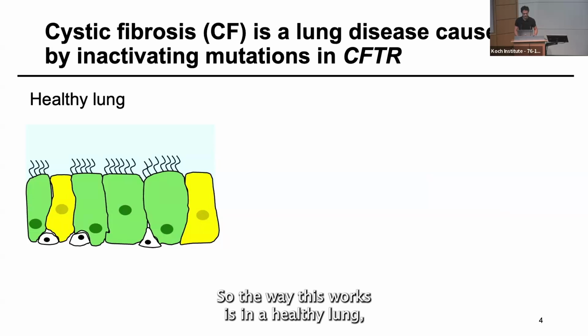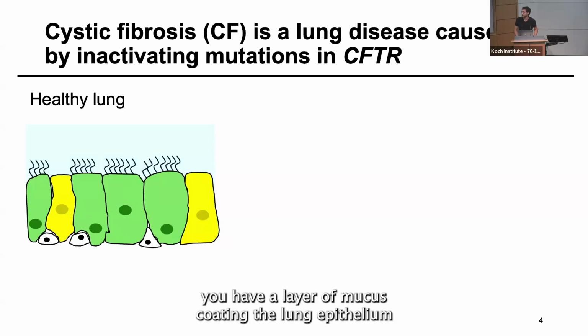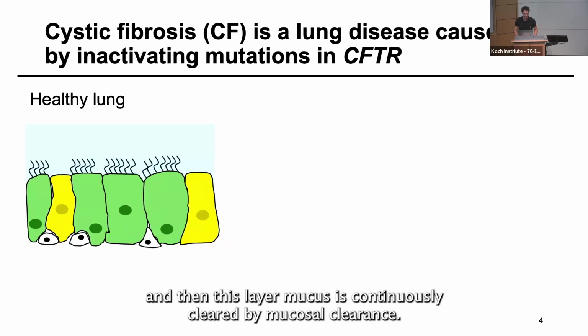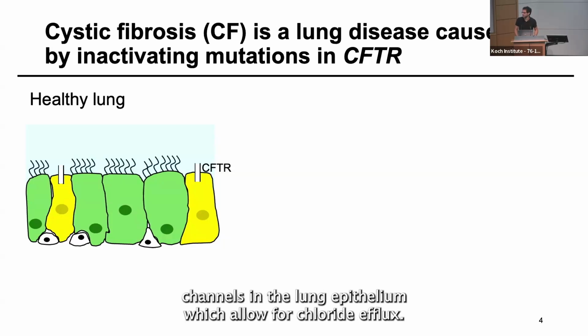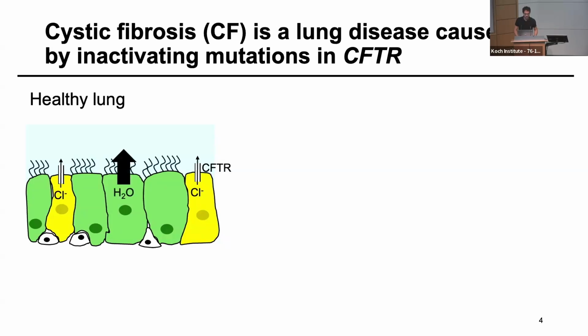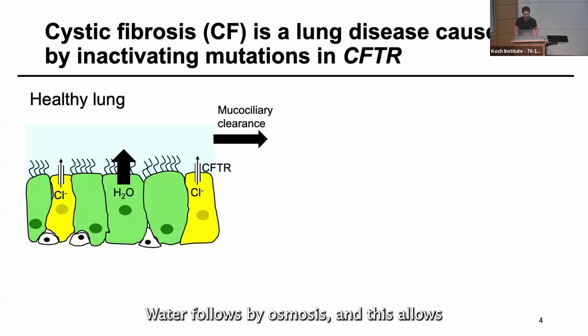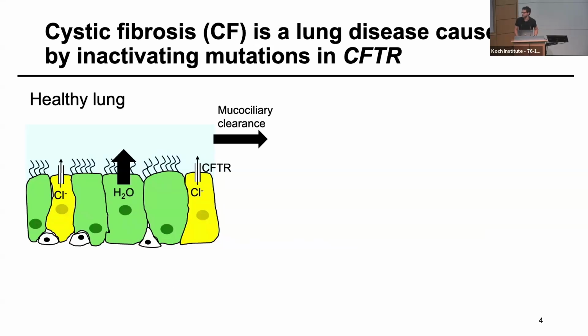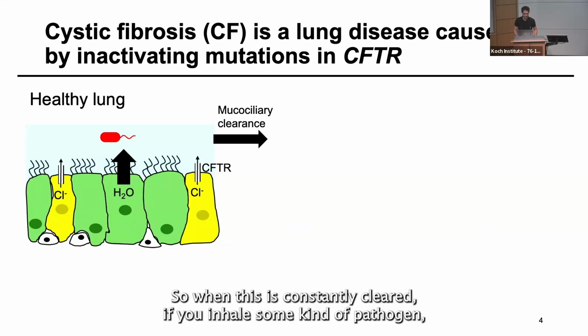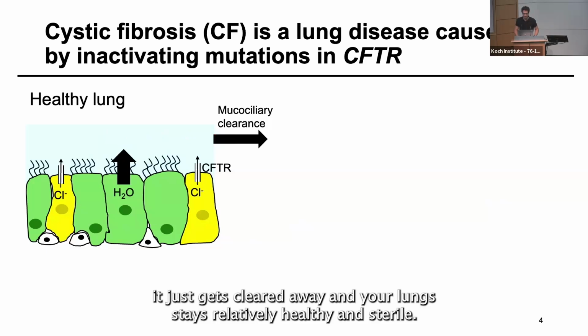The way this works is, in a healthy lung, you have a layer of mucus coating the lung epithelium, and this layer of mucus is continuously cleared by mucociliary clearance. The important thing about the properties of this mucus layer is that there are CFTR chloride channels in the lung epithelium, which allow for chloride efflux. Water follows by osmosis, and this allows the mucus layer to be hydrated, which allows for mucociliary clearance. So when this is constantly cleared, if you inhale some kind of pathogen, it just gets cleared away and your lung stays relatively healthy and sterile.